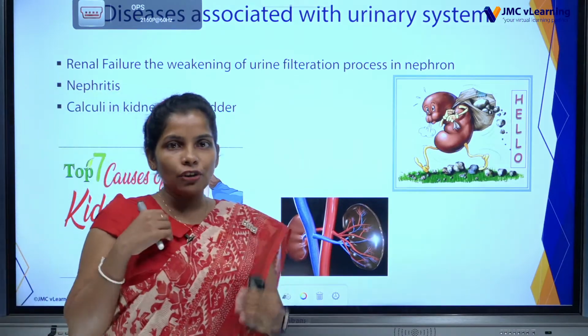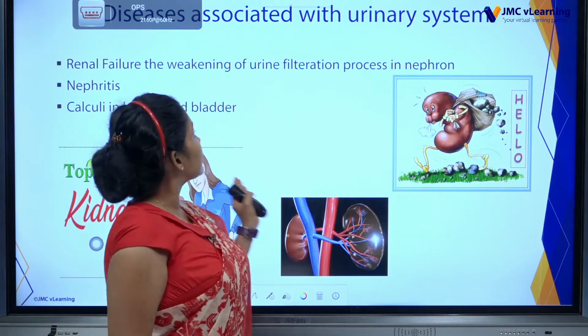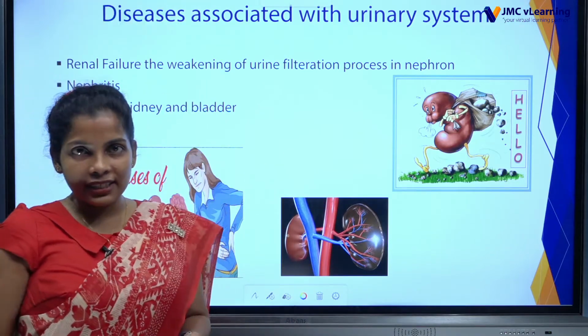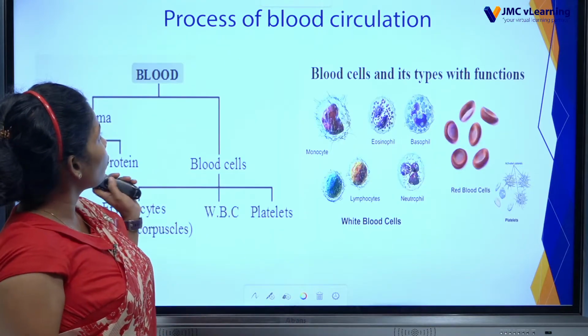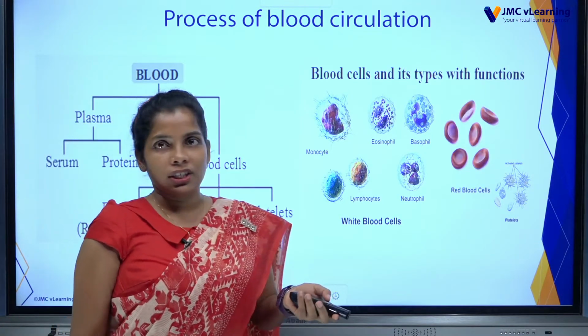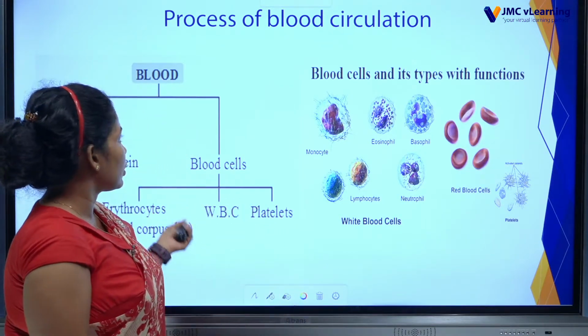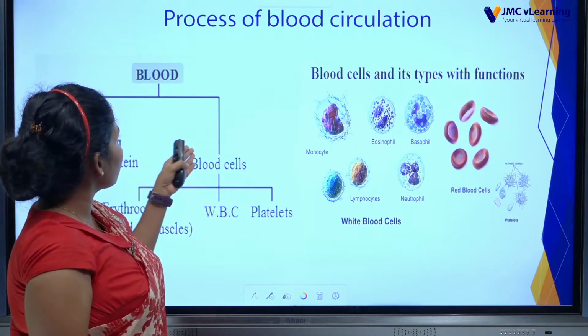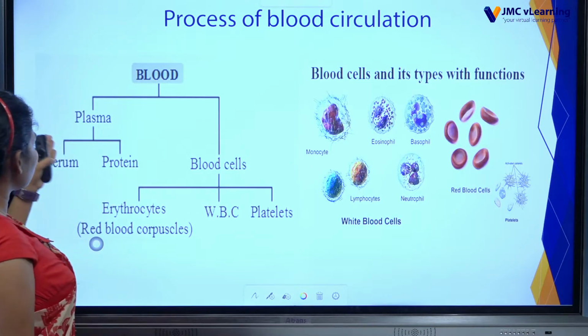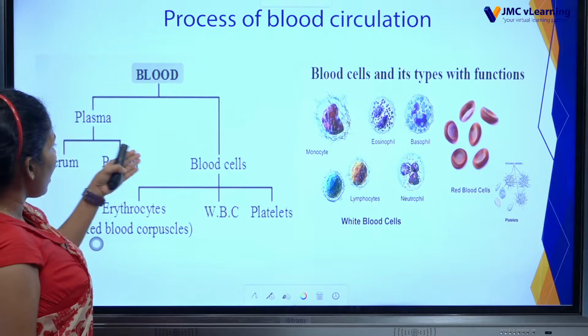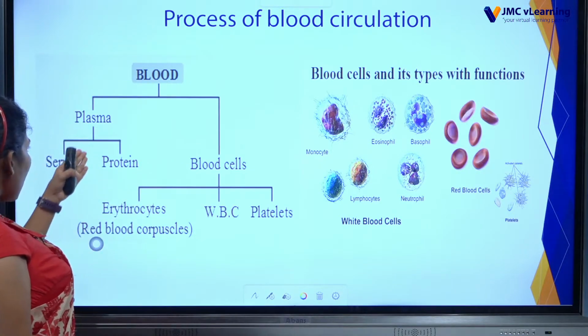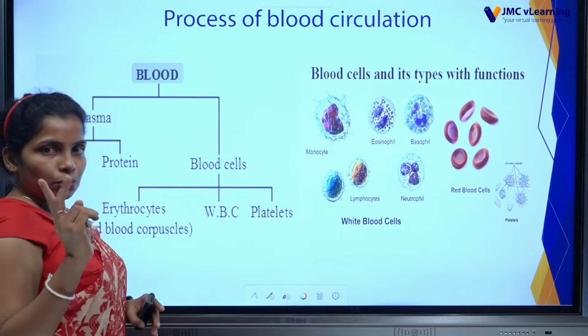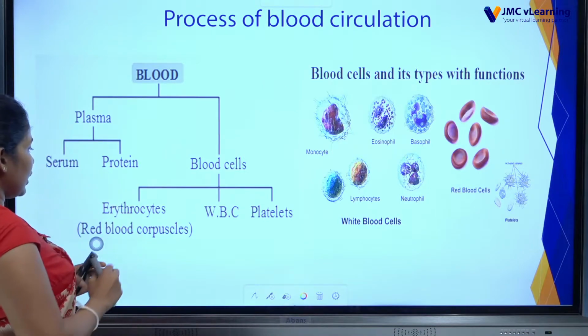So now we have good knowledge about the diseases associated with the urinary system. Now we are moving to blood circulation. What is it? Blood circulation. We can categorize blood into two: plasma and blood cells. Plasma again we can categorize into two, serum and protein.